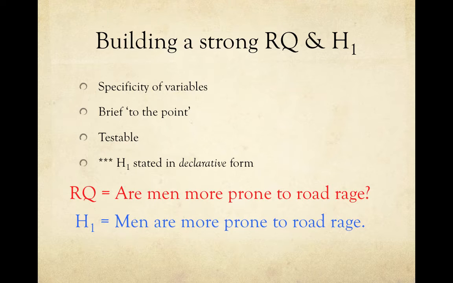Now, review the three components on this slide. Does the example H1 meet the criteria? Is it a strong H1? The answer is no. Although it is stated in declarative form, it does not meet the other criteria. How do you measure "more prone"? That's too vague. Who are you comparing men to? When and where? We could improve this H1 by making it this way.